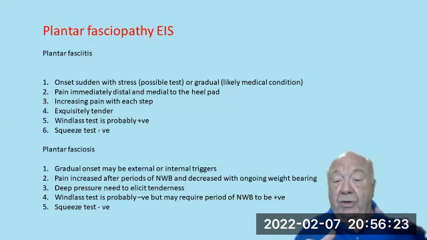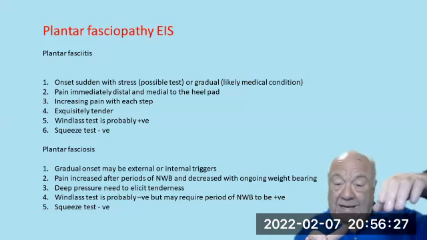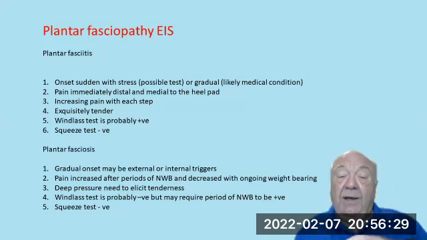If that doesn't work, you can also squeeze it longitudinally through the talus and the heel and squeeze them together, and that'll produce a longitudinal stress.